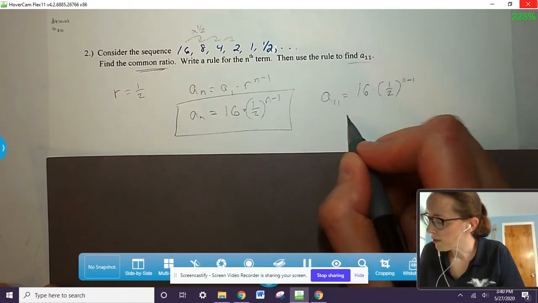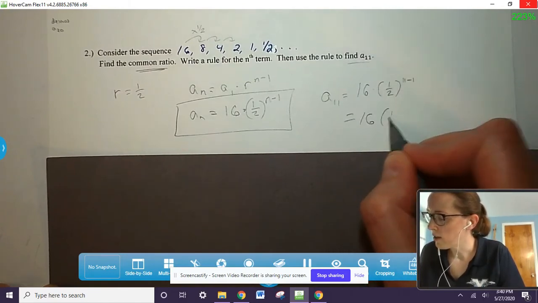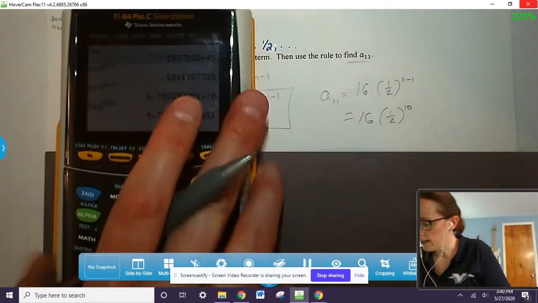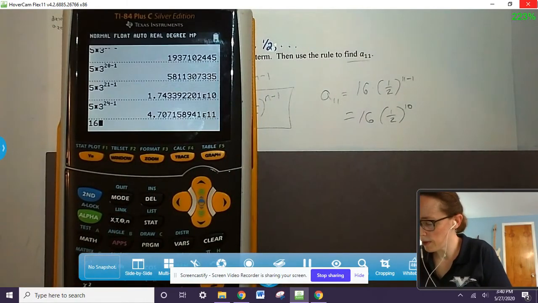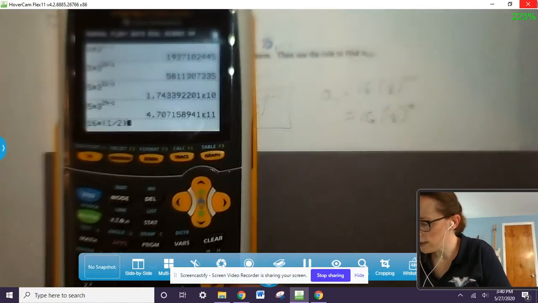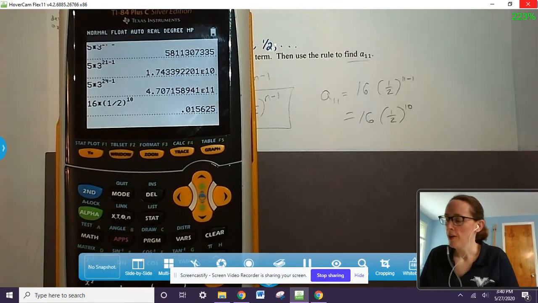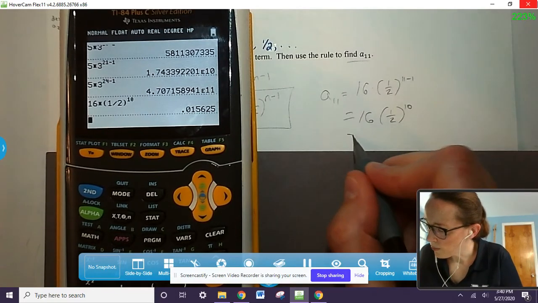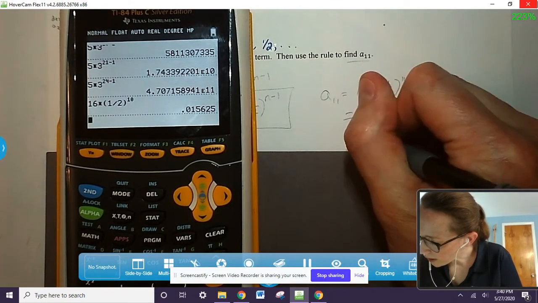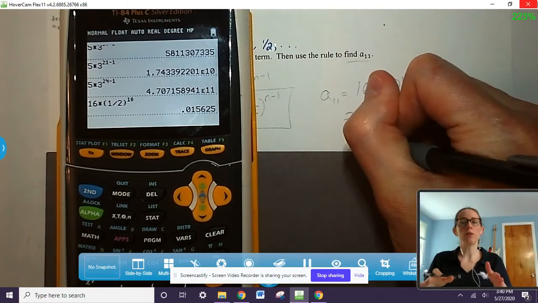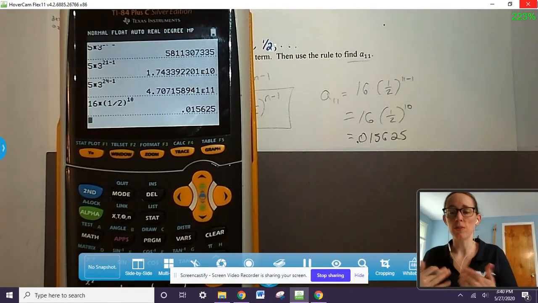And instead of putting 11 minus 1 in my calculator, I think I'm just going to go ahead and simplify that and make that a 10. So let's go ahead and do 16 times parentheses 1/2 to the 10th power. And that's what we get. It's a very small decimal. So this is 0.015625. And that might be just fine with some of you, but personally, I like fractions better than decimals.